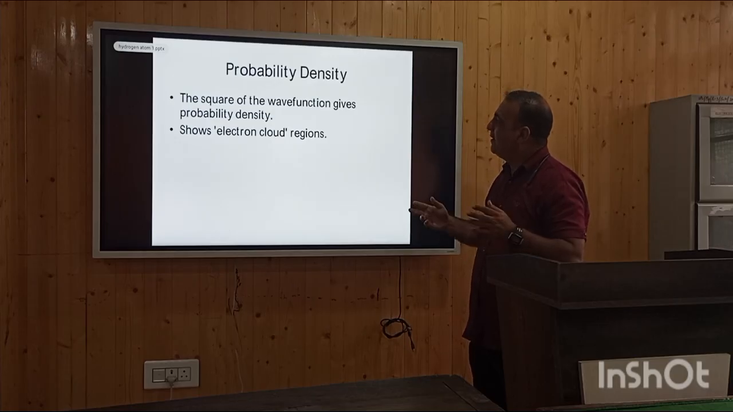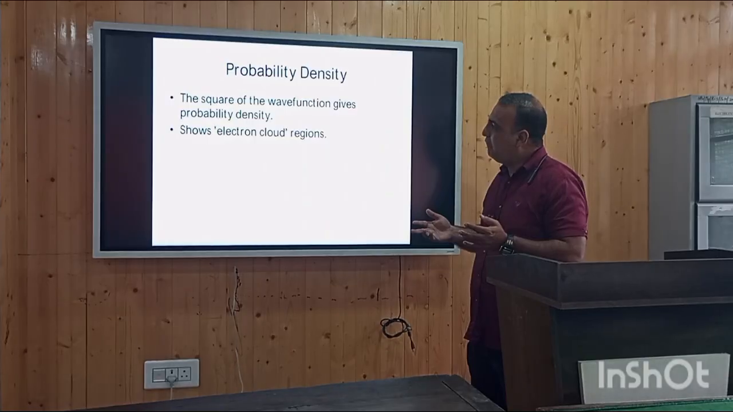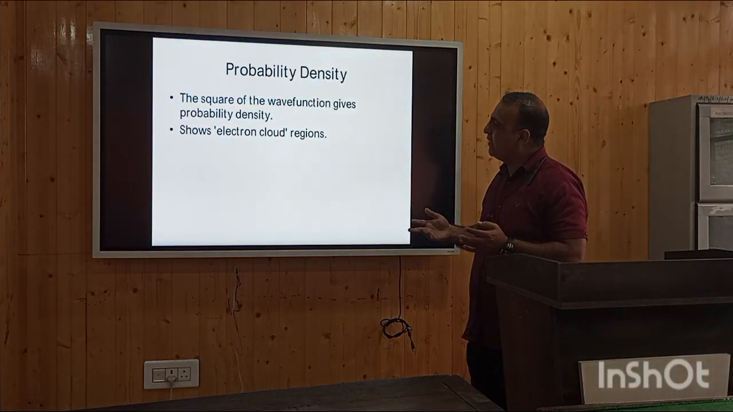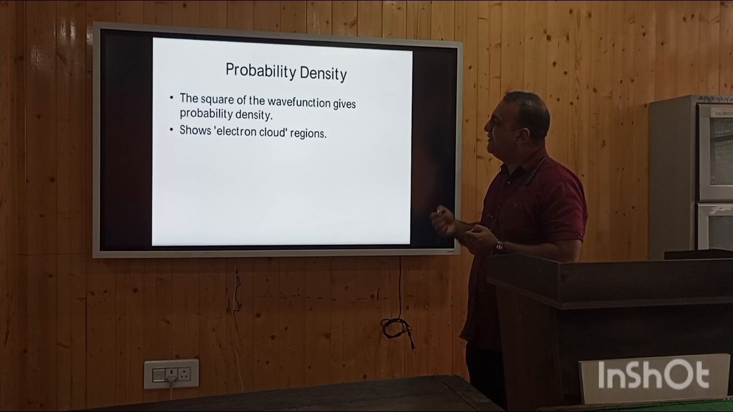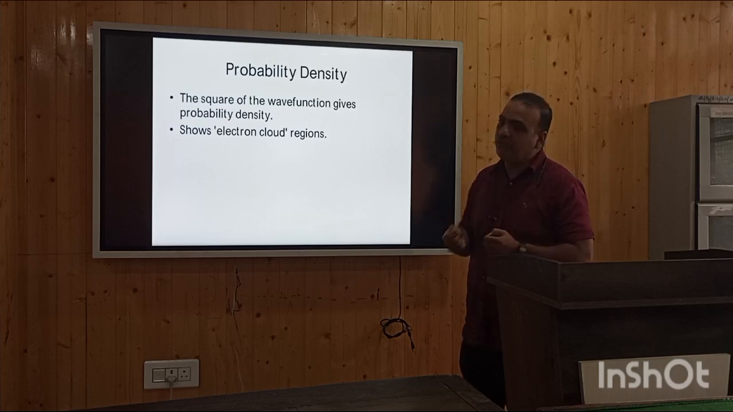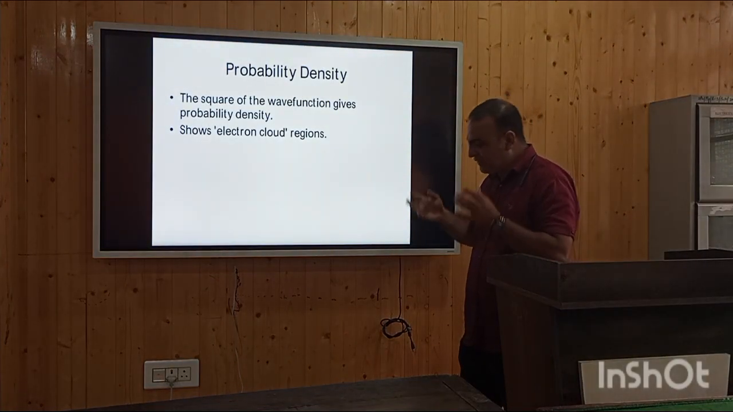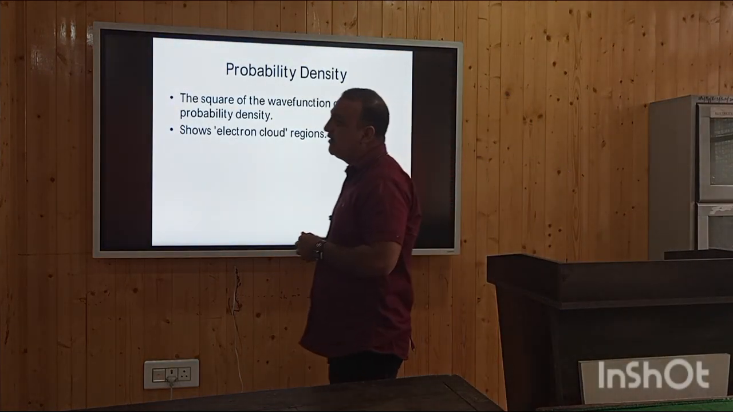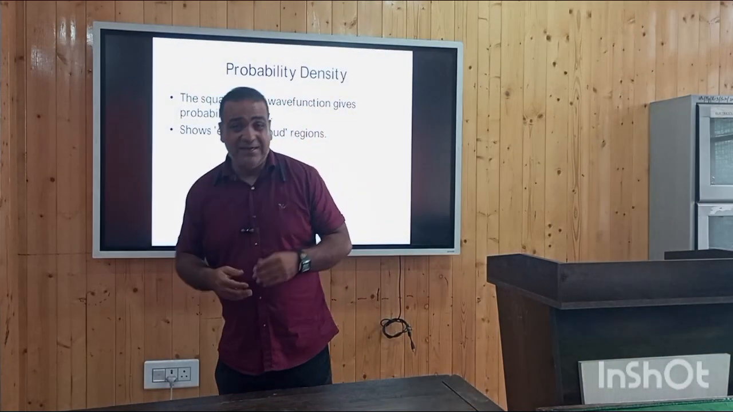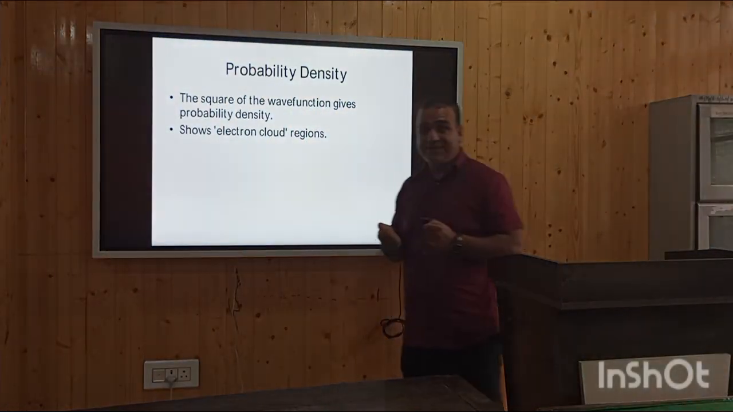And then when you calculate the probability density, you take the square of the radial wave function. What you will obtain is the probability of finding the electron, the maximum probability that you can have to find the electron. And the probability density leads us to the electron cloud region instead of the point mass in the region.